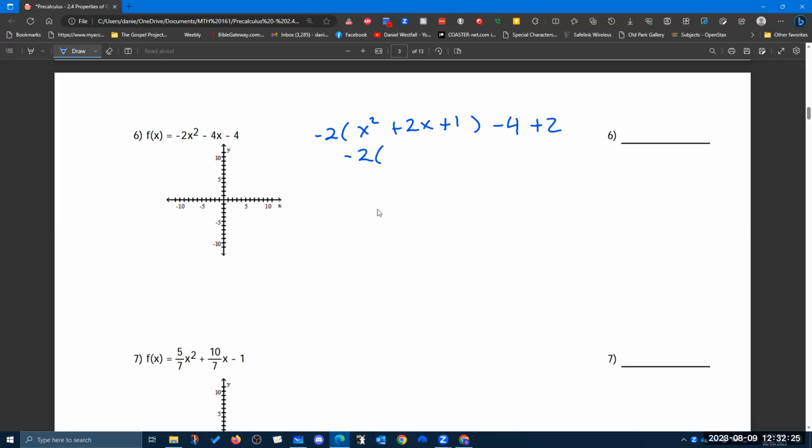That makes this -2 times x plus 1 squared minus 2. That puts our vertex at -1, -2. And that means when we go right 1, we're going to go down 2. When we go left 1, we're going to go down 2 because of that multiplier of -2. And our parabola is going to look something like that.